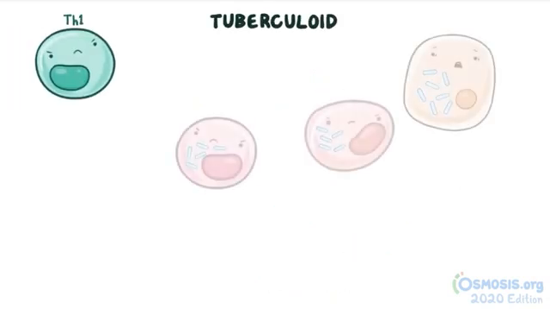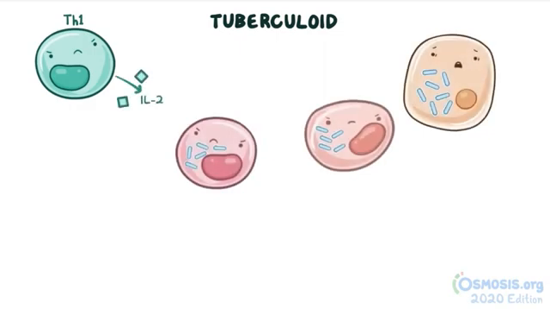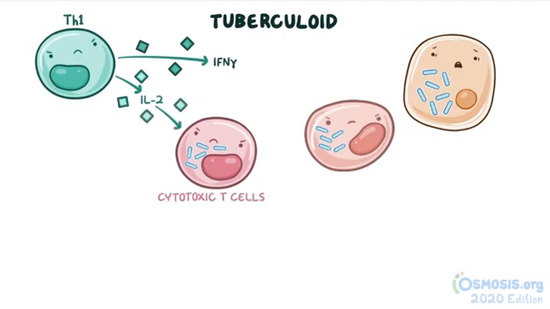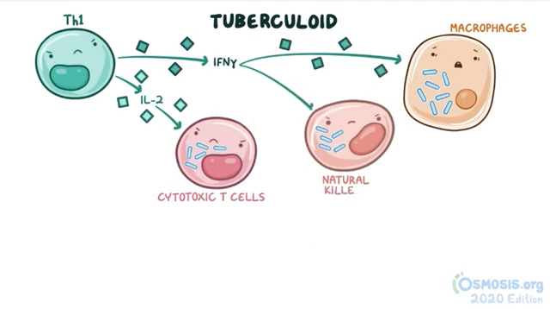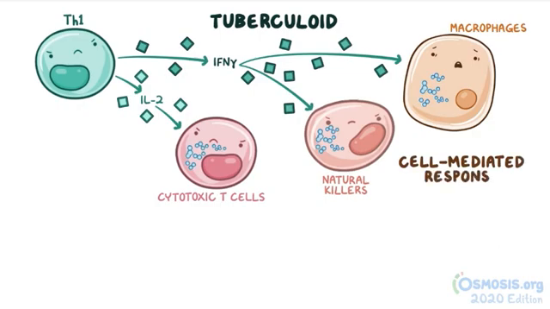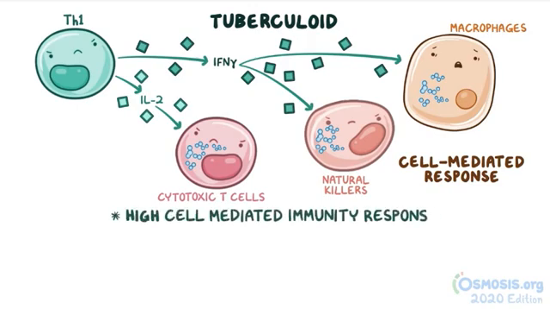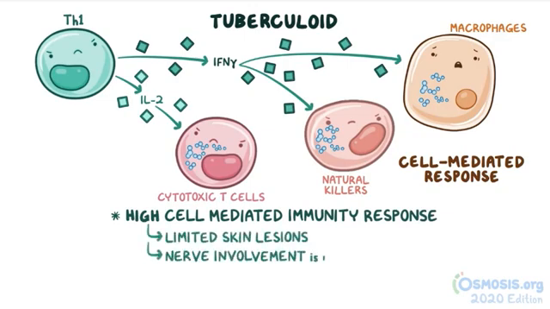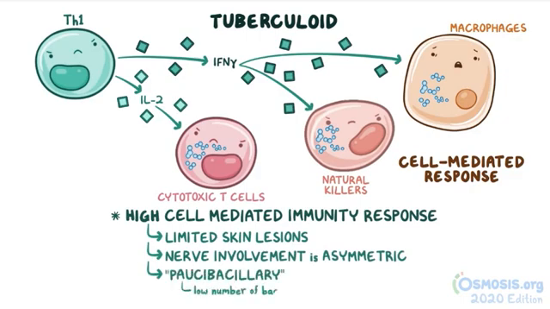On the other hand, in the tuberculoid form, the infection induces a Th1 response, and Th1 cells secrete interleukin 2 and interferon gamma. Interleukin 2 activates cytotoxic T cells, and interferon gamma activates macrophages and natural killers to produce chemicals that destroy ingested bacteria directly, leading to a cell-mediated response. This response is effective in destroying Mycobacterium leprae, so this immune response is sometimes also called a high cell-mediated immunity response. Hence, with the tuberculoid form, there's a limited number of skin lesions, and nerve involvement is usually asymmetric. This form is also called paucibacillary leprosy because of the low number of bacteria in the skin lesions.